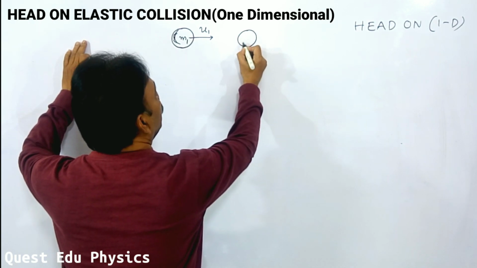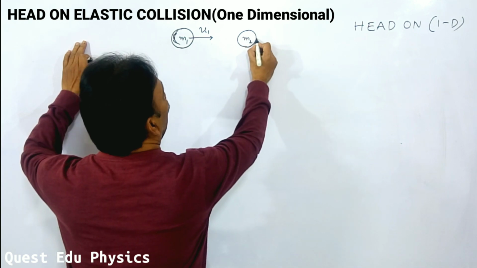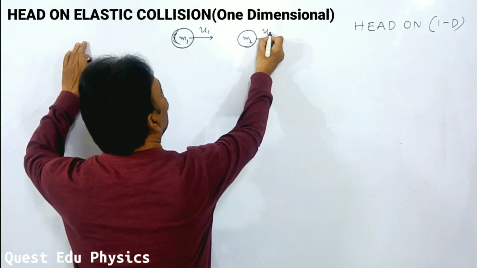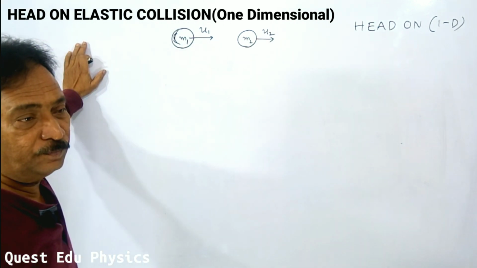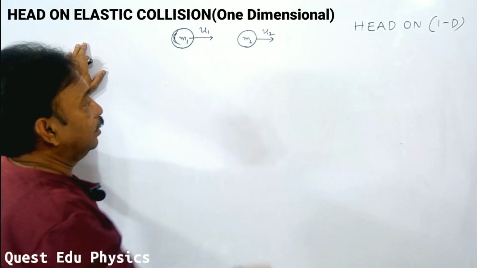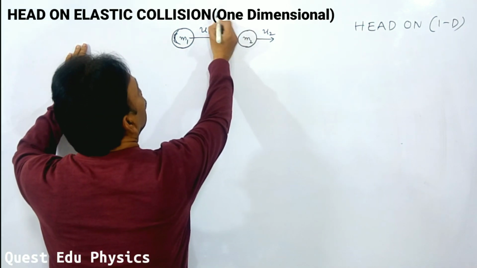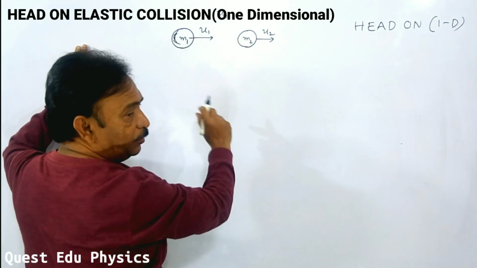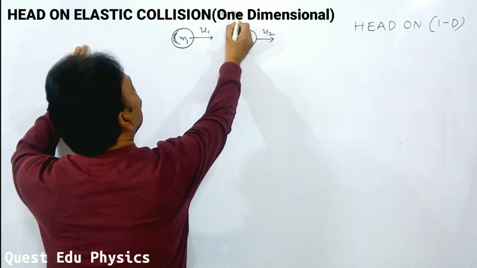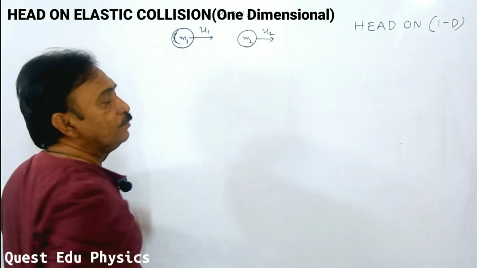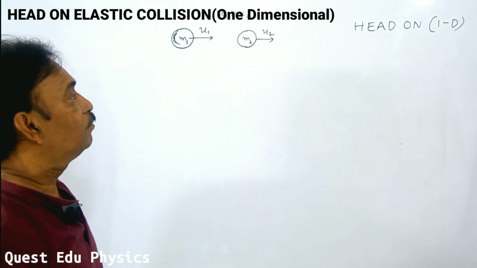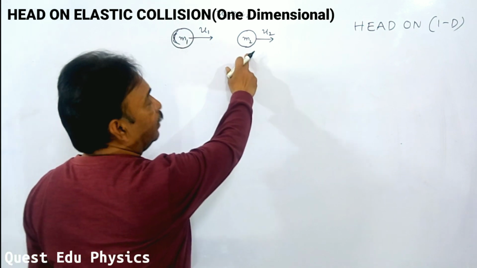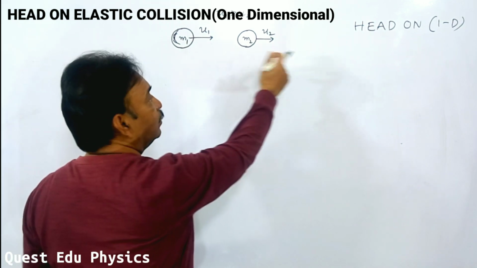It has a mass of m2 and it is moving with a velocity of u2. Till now we are thinking that the collision could happen if u1 is greater than u2. Okay students, this comes and it collided with this.